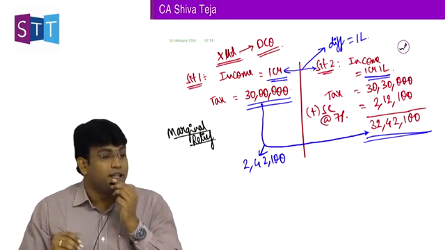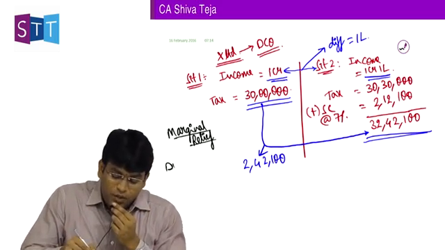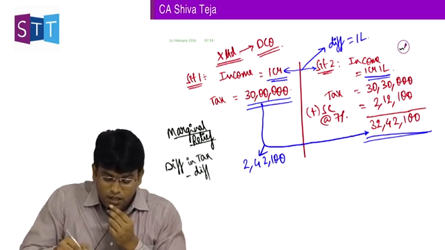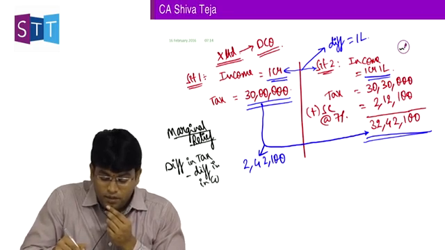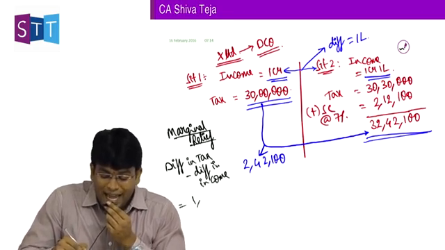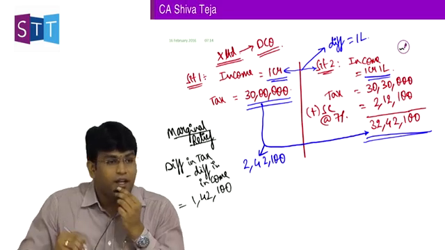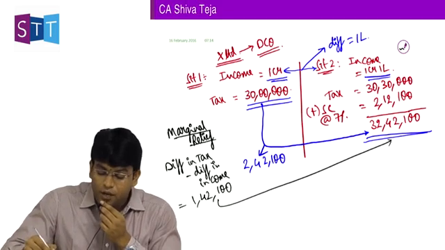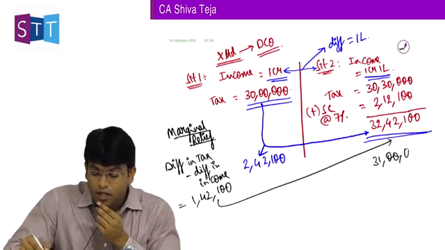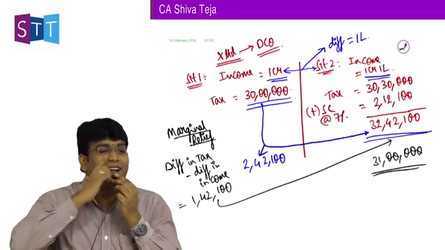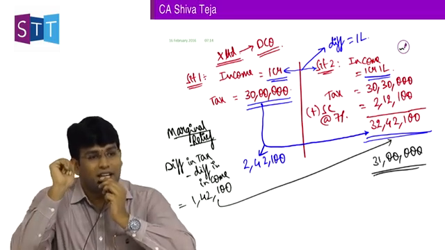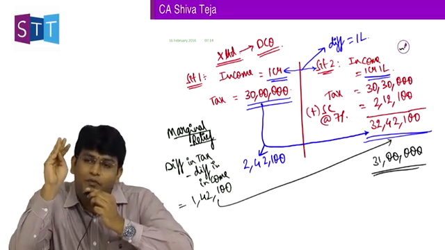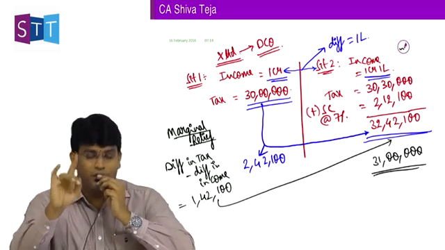Marginal relief, what they told they'll give, is the difference in tax minus the difference in income, which is equal to 1,42,100. This you can reduce from your tax. And if you reduce it from here, your tax becomes how much, sir? 31 lakhs. Net effect, the government is telling like this. How much extra income did you earn? 1 lakh. How much extra tax are you paying? 2,42,100.